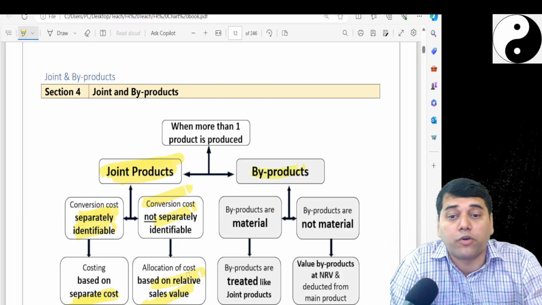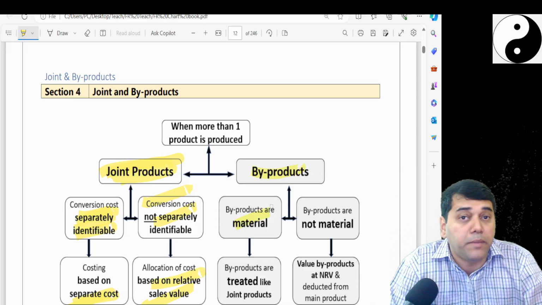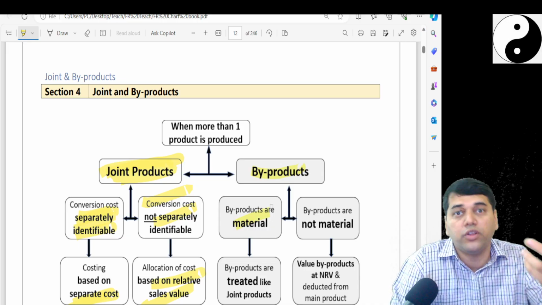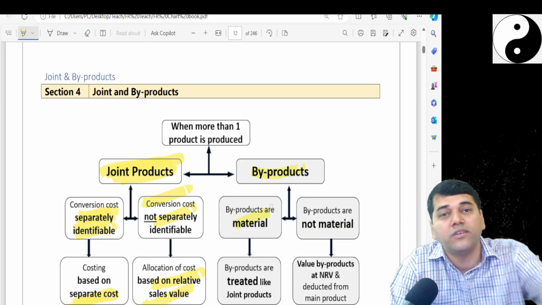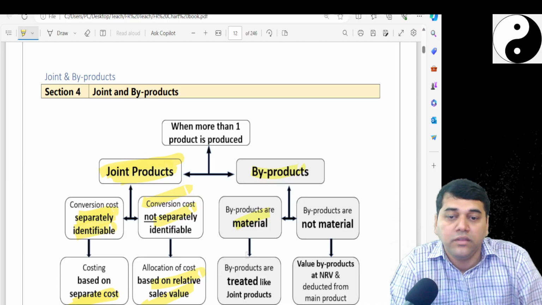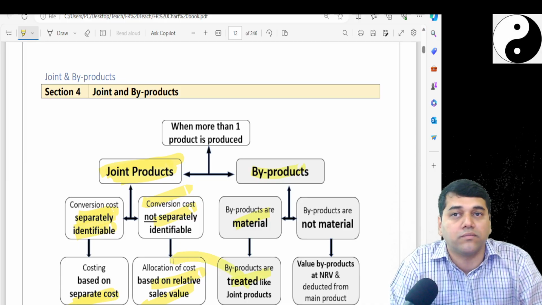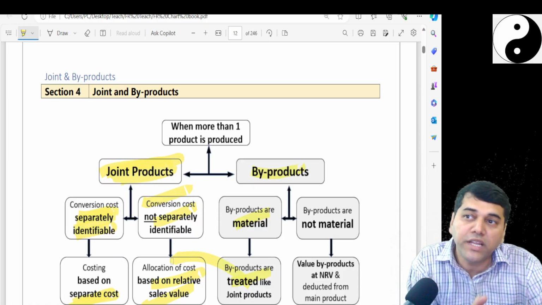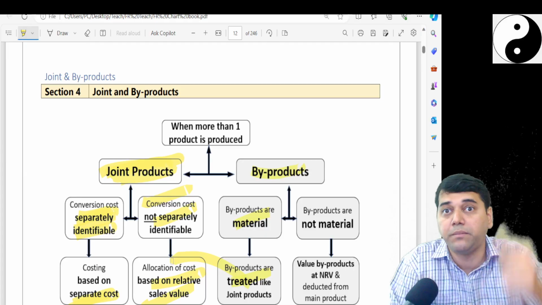What about the byproducts? If byproducts are material, like molasses and bagasse or whatever it is, and your sales are very significant there, you don't sell it like a scrap. Then you treat it like a joint product only. So for you it is a byproduct, but for accounting purposes it is a joint product. Why? Because it is very material.